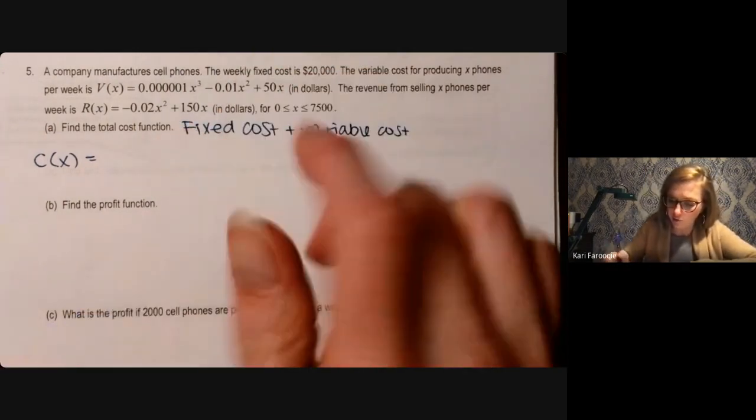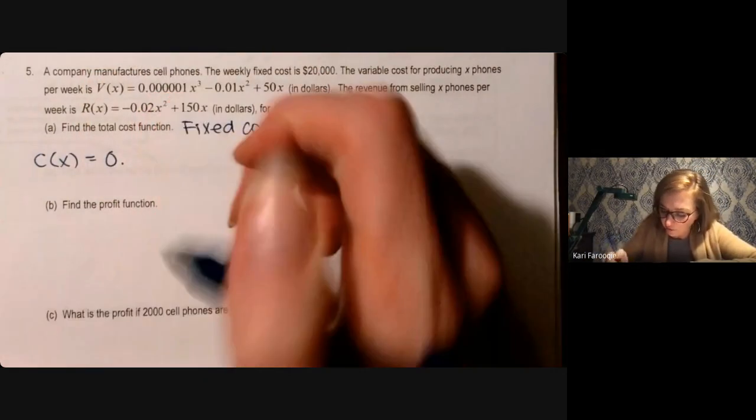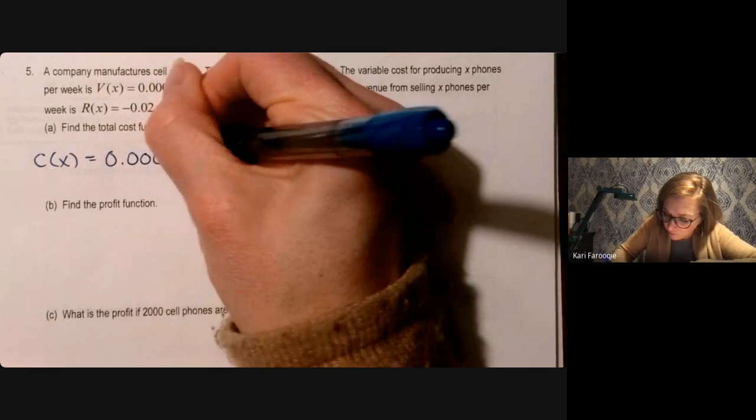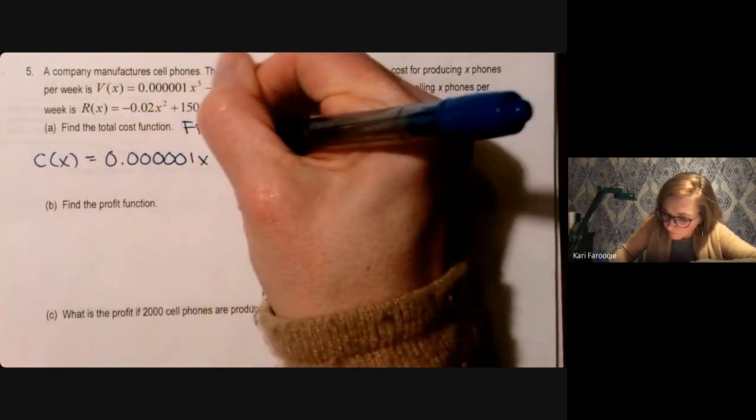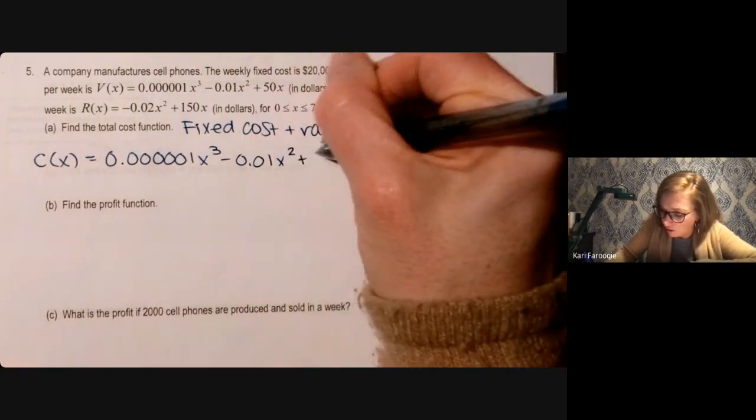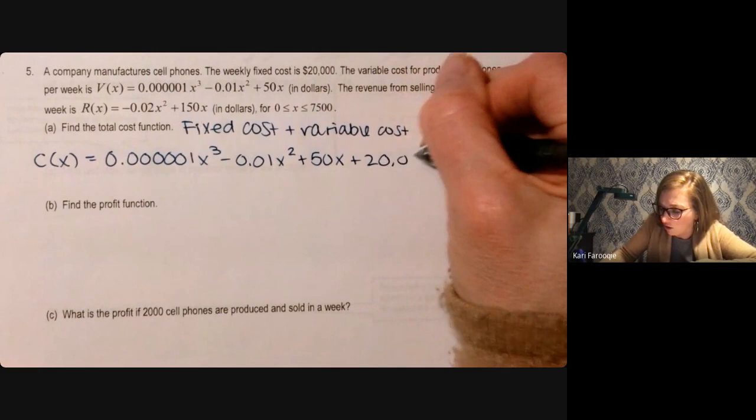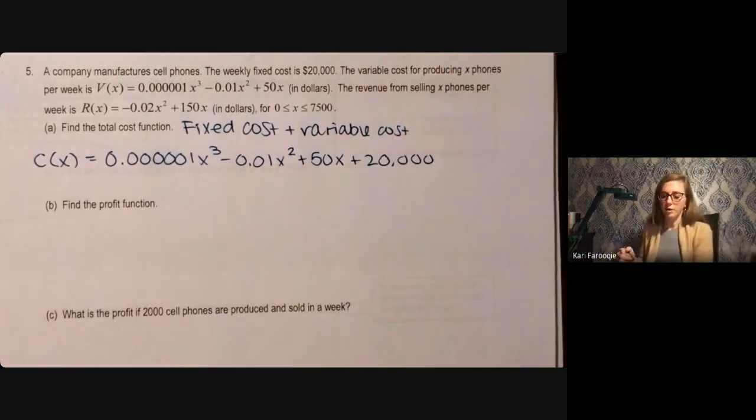We'll just take our variable cost, 0.023451 x cubed, minus 0.01 x squared plus 50x, and then add the fixed cost into that. So this will be your total cost function, just those two costs added together.